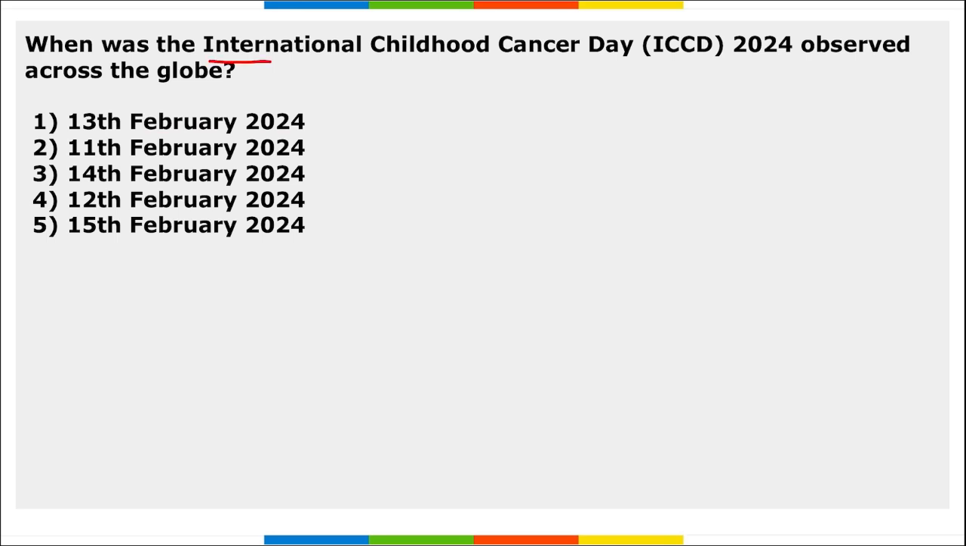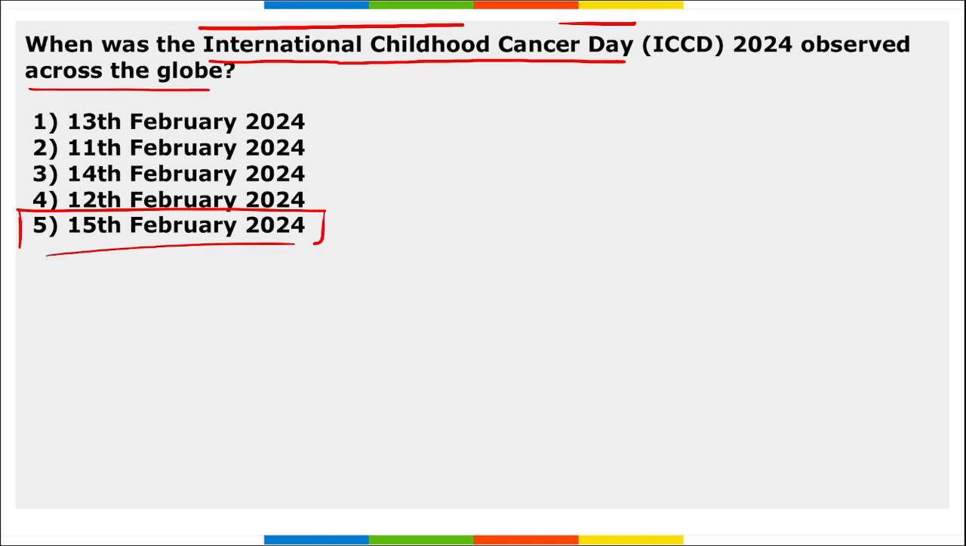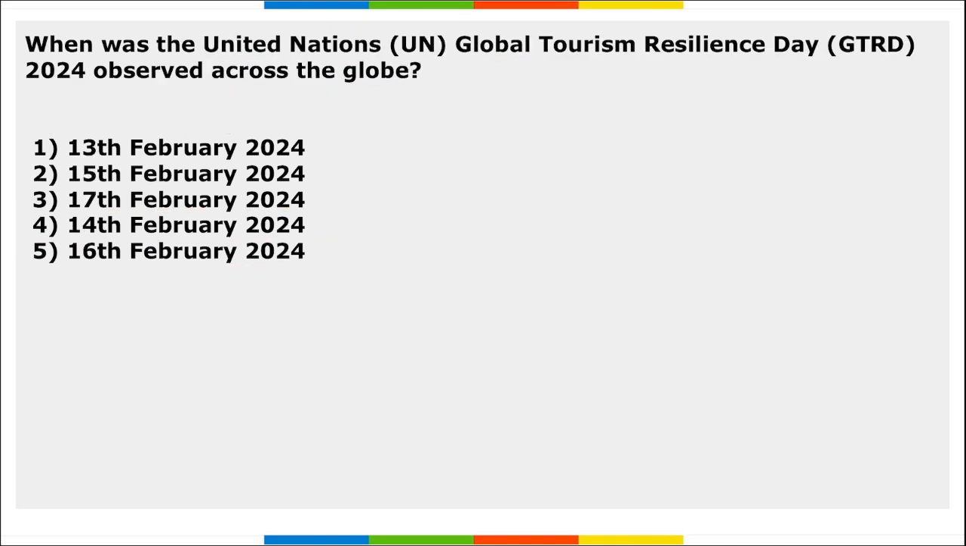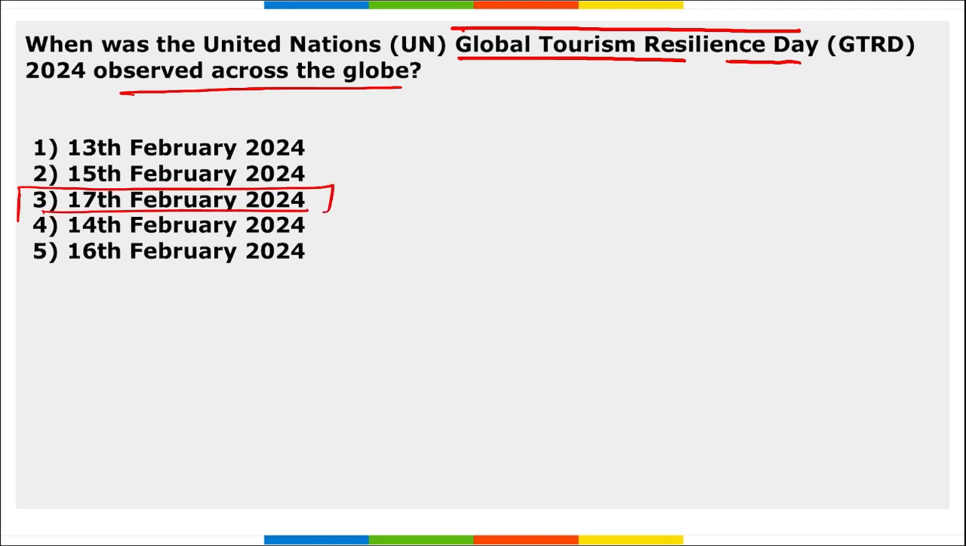Next, when was the International Childhood Cancer Day observed across the globe? So, International Childhood Cancer Day was observed on 15th of Feb. Right? Next is when was UN Global Tourism Resilience Day observed across the globe? So, it is observed on 17th of Feb.